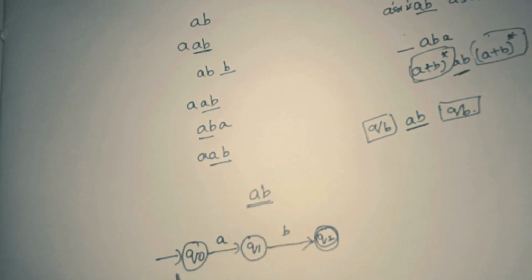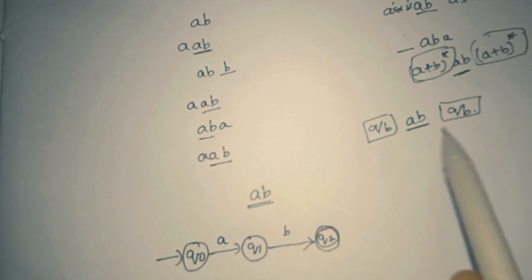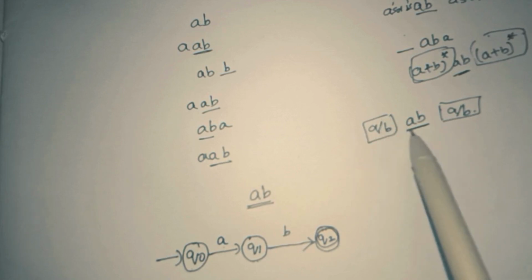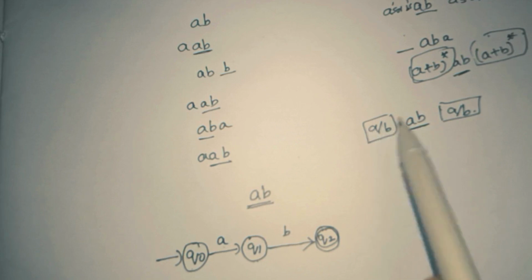So for AB, we design the finite automata. Q0 on reading input symbol A goes to Q1, Q1 on reading input symbol B goes to Q2. So the string AB is accepted. Now, before AB, we can have any number of A's or B's. This is the logic.